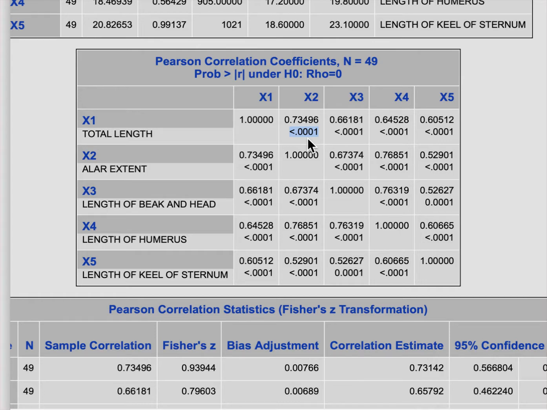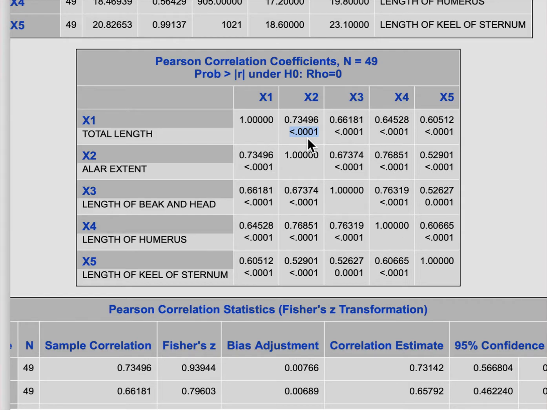significance. Again, testing the null hypothesis that the population correlation between x1 and x2 is 0, indicating no linear relationship between the two variables, against the alternative that the correlation between x1 and x2 is non-zero, so that would indicate that there is some level of a linear relationship between the two variables. The p-value for this test, again, is less than 0.0001.